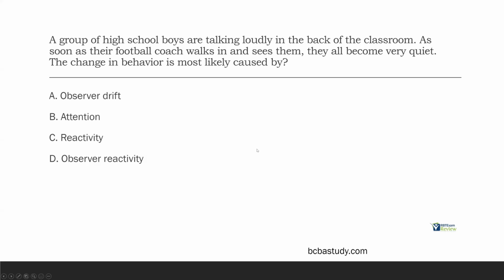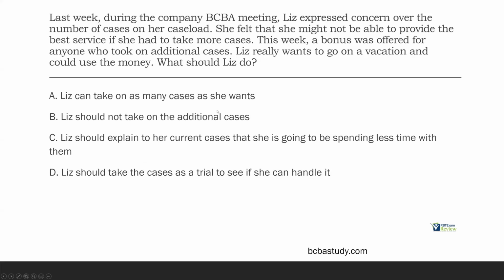So in this case, change in behavior is most likely caused by reactivity, not observer reactivity. The coach isn't the one who's reacting to being observed, okay? The coach is the observer. The boys are the ones who are experiencing reactivity. Their behavior is changing because they're being observed. So the change in behavior is most likely caused by reactivity.